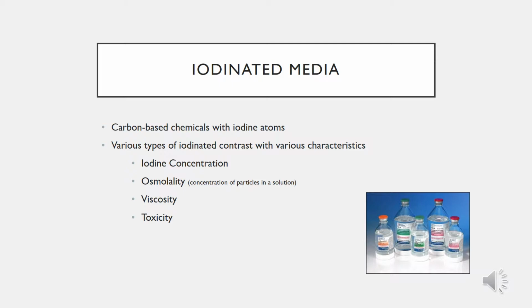So iodinated contrast are carbon-based compounds with iodine atoms, and it's the iodine that provides the radiopaque appearance. There are many different types of iodinated contrast medias. They all have various characteristics based on things like the concentration of the iodine, the osmolality of it, the viscosity of it, the toxicity. Most of these traits do correlate to one another as well.